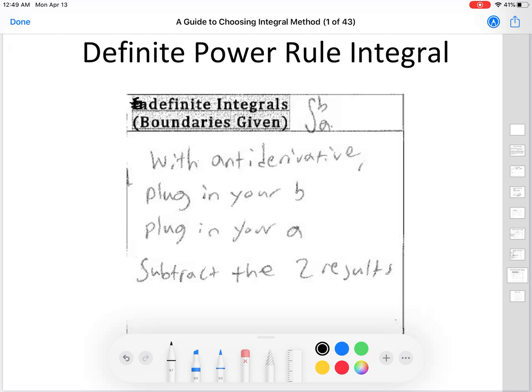All right, the next case that we have are the definite integrals. So the definite power rule integral, we take the antiderivative, then we basically plug in our b, we plug in our a. So you always want the b to be bigger than a. And you subtract the two results.